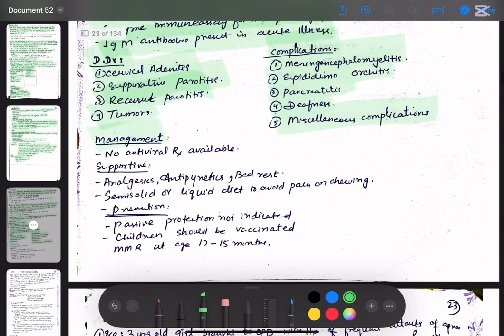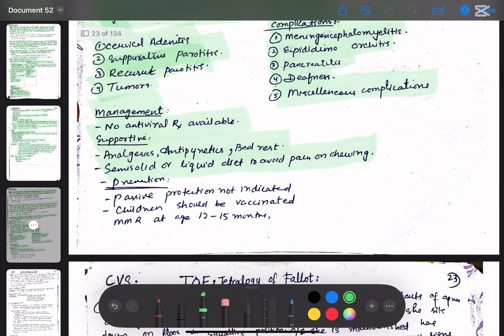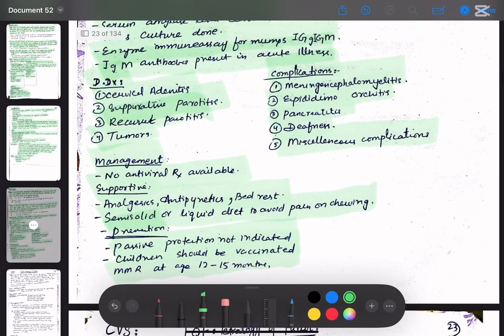The management is that no antiviral treatment is available. The supportive treatment is analgesics, antipyretics, and bed rest, with a semi-solid or liquid diet to avoid pain on chewing. And for prevention, passive protection is not indicated, and children should be vaccinated. MMR is given at the age of 12 to 15 months. So this was all about mumps.